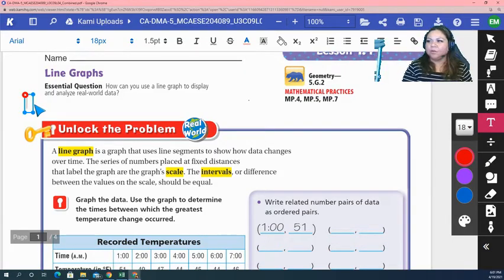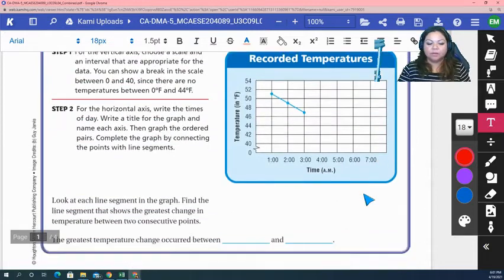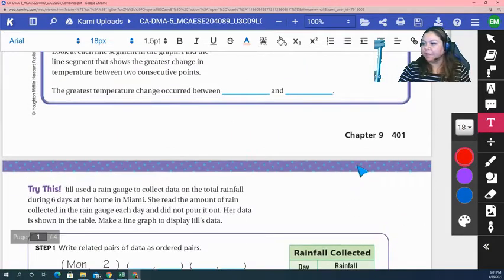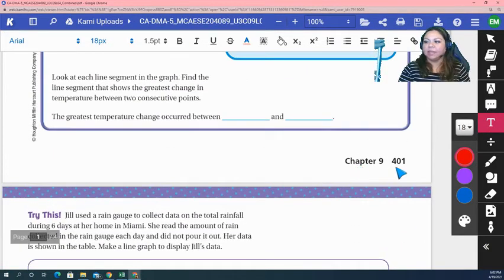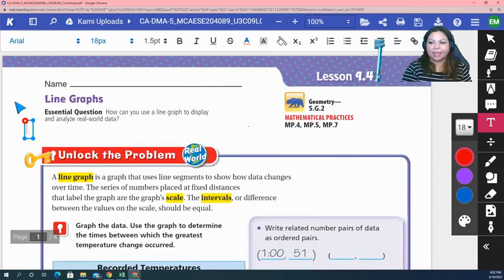Boys and girls. Today we are going to be working on lesson 9.4. This is chapter 9, and we're going to be looking at line graphs today. This is on page 401. Again, page 401. So we're going to be looking again at line graphs.